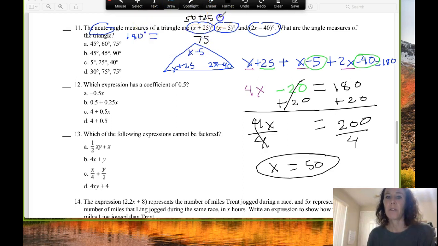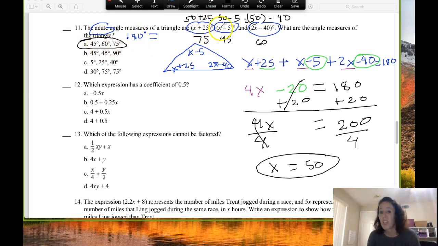And then I'm going to go 50 minus 5. Well, 50 minus 5 is 45 degrees. And then I'm going to plug in 50 here, and it's going to be 2 times 50 minus 40. Well, 2 times 50 is 100. 100 minus 40 is 60. So there are my degrees, 75, 45, and 60. 45, 60, and 75. So it is A.